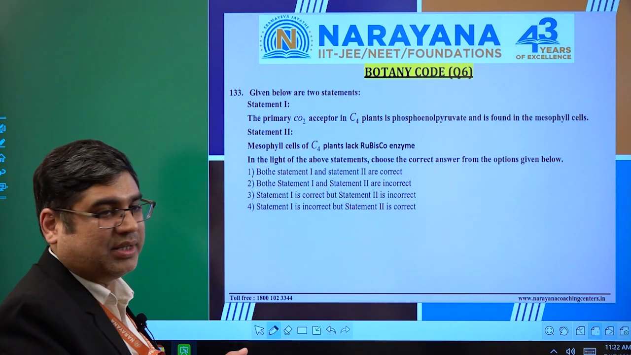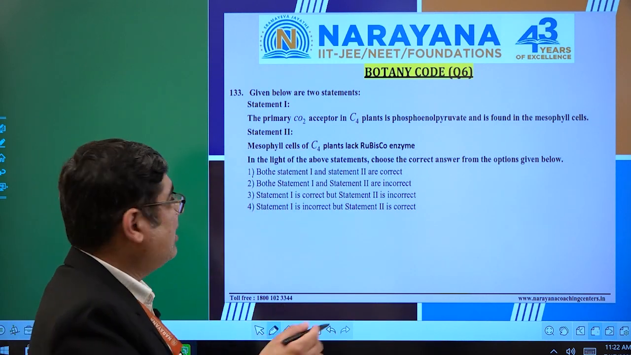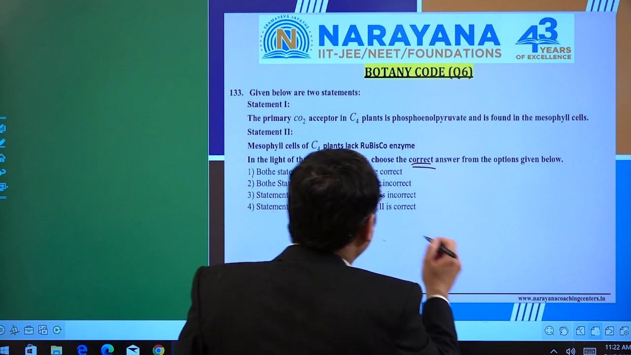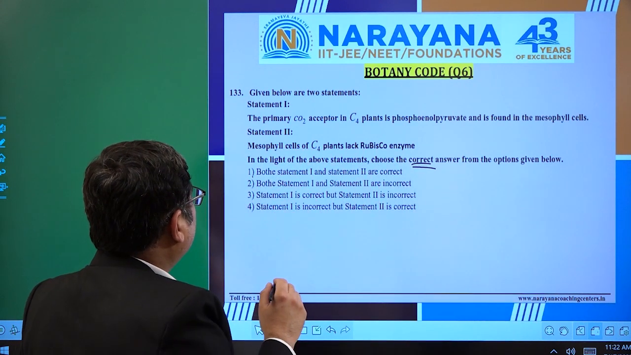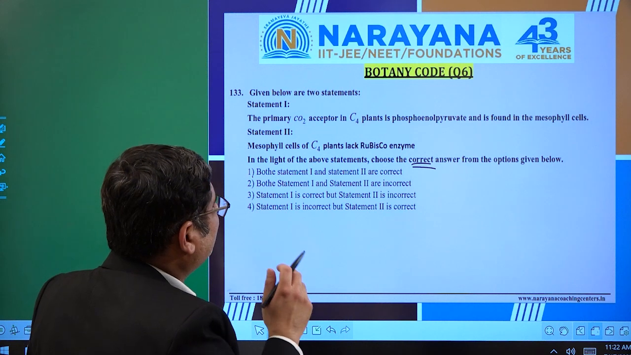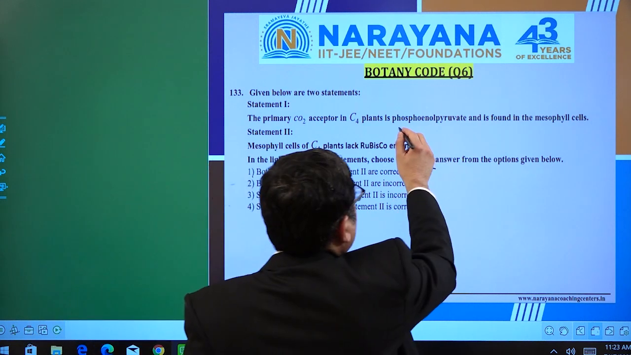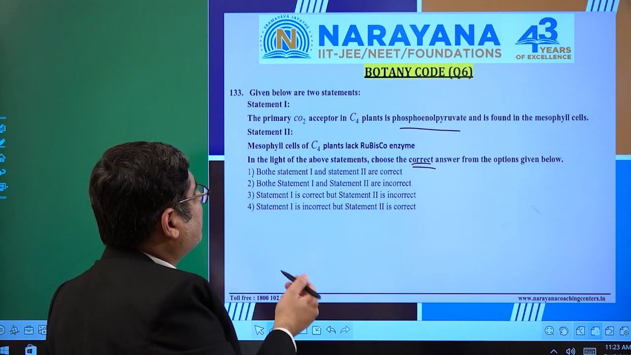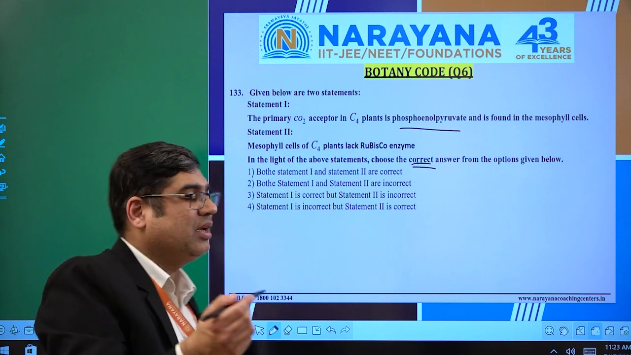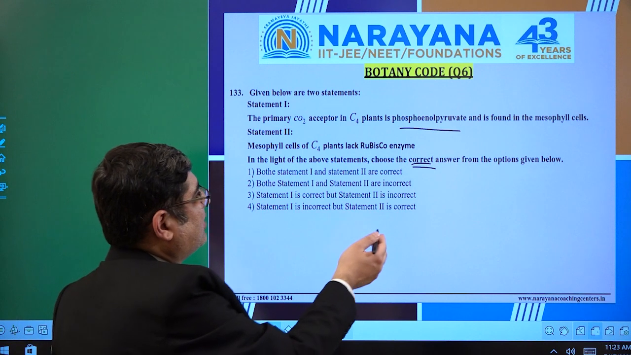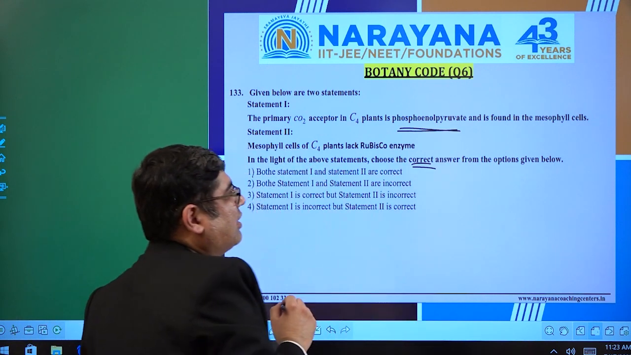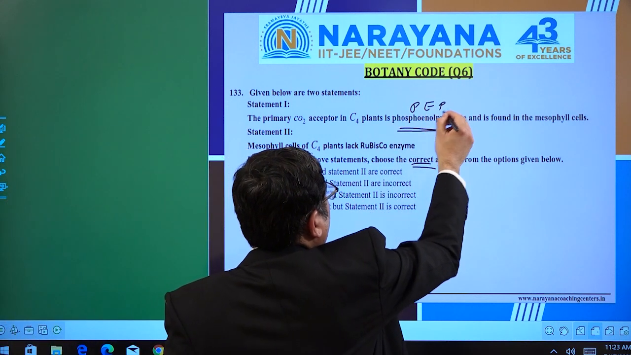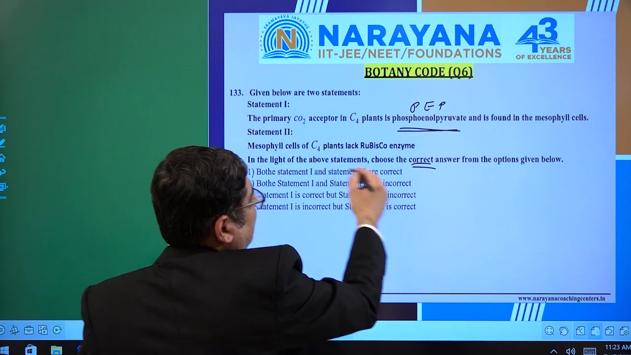It is question number 133. Given below are the 2 statements. Let's identify those statements because they are asking which are the correct ones. The first: the primary CO2 acceptor in C4 plants is phosphoenol pyruvate and is found in the mesophyll cell. As we know, in C4 plants the primary CO2 acceptor is PEP carboxylase enzyme, and the substance acting there is PEP, in abbreviated form, and the full form is phosphoenol pyruvate. So the statement is absolutely correct.